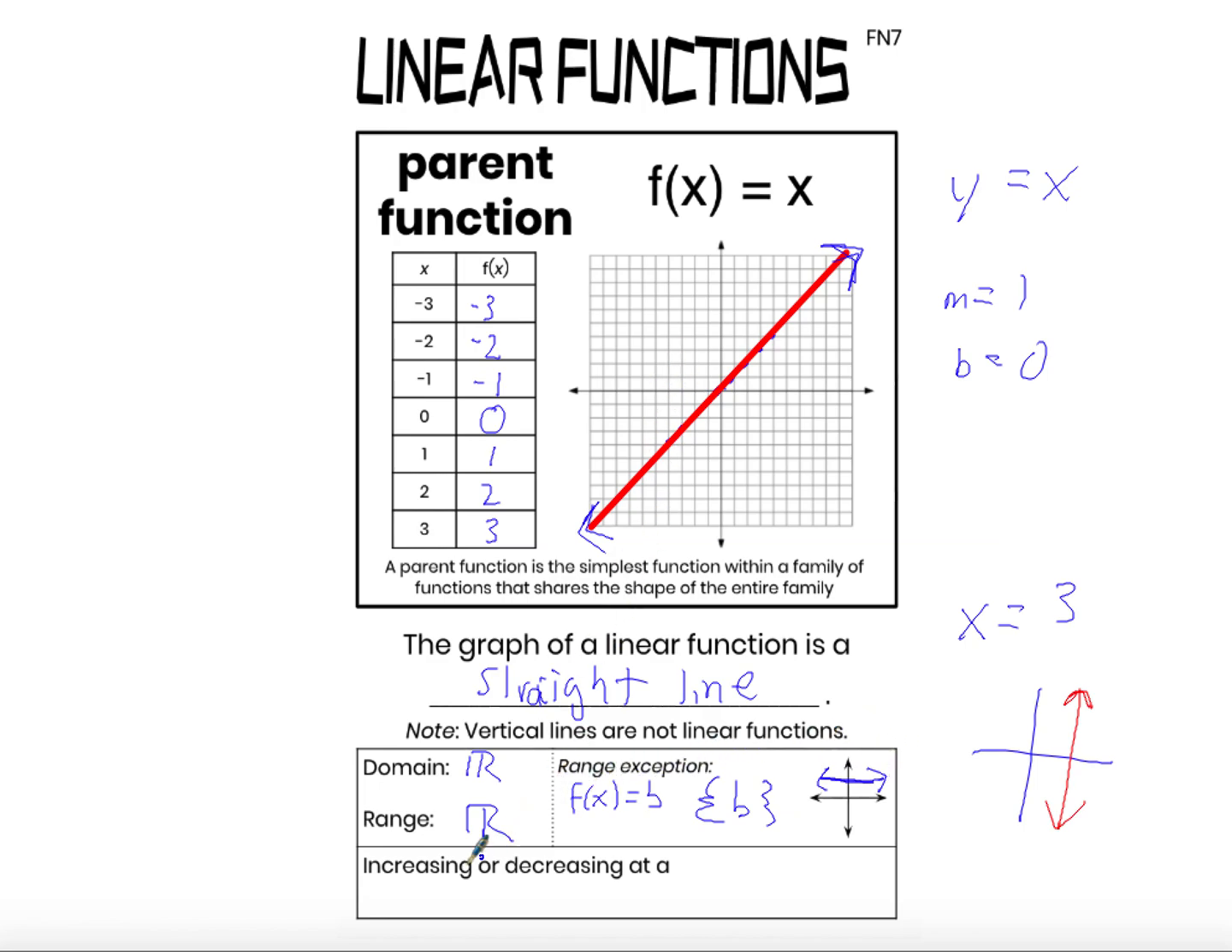A characteristic of a linear function is that it is increasing or decreasing at a constant rate of change. It has a constant slope, and that's what makes it a straight line.